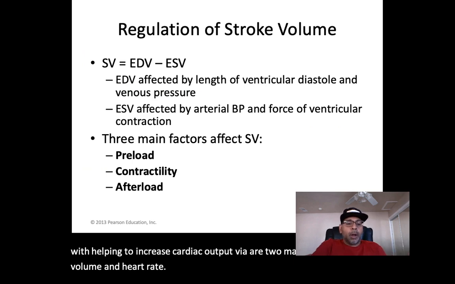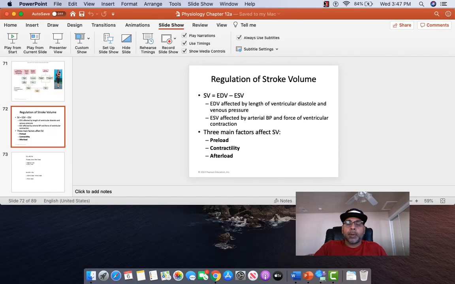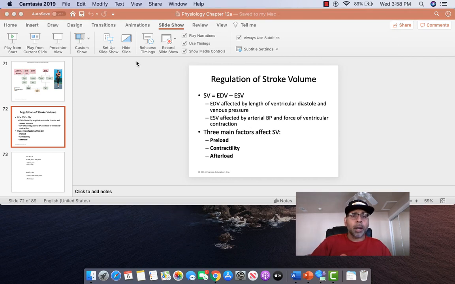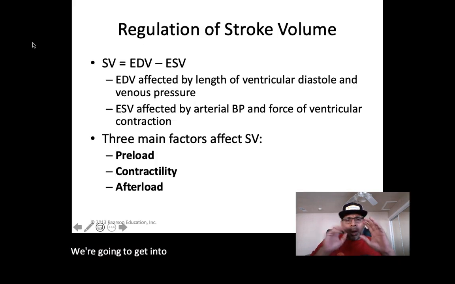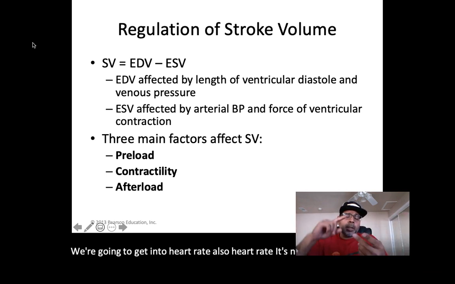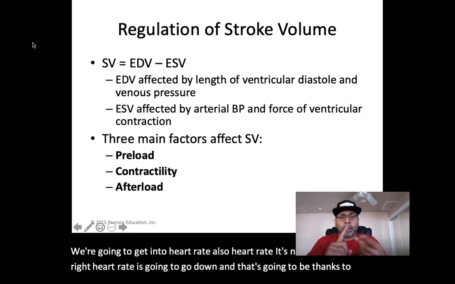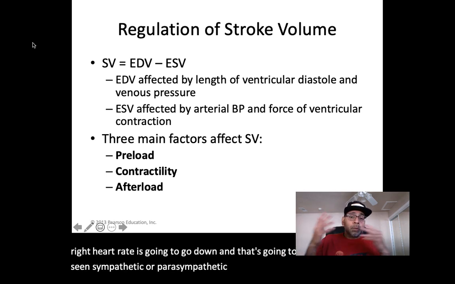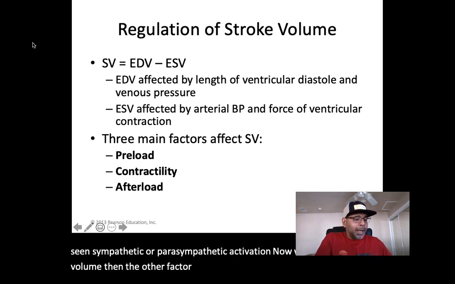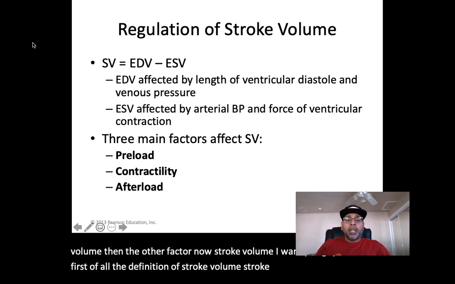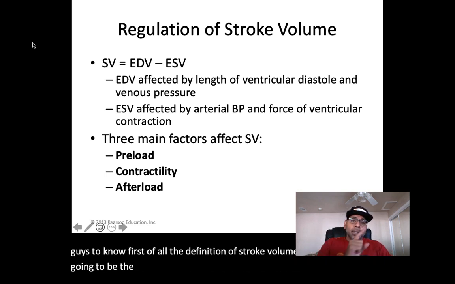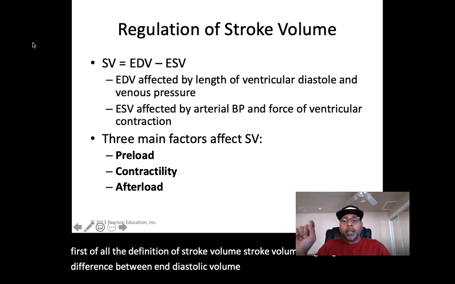So when we talk stroke volume then, here we can see stroke volume. One of the two factors that are going to affect cardiac output. We're going to get into heart rate also. Heart rate, I mean, it's not much even there. Heart rate is either going to go up or it's going to go down. That's going to be thanks to, we've seen, sympathetic or parasympathetic activation. Now, when we talk stroke volume, I want you guys to know, first of all, the definition of stroke volume. Stroke volume is going to be the difference between end diastolic volume and end systolic volume.